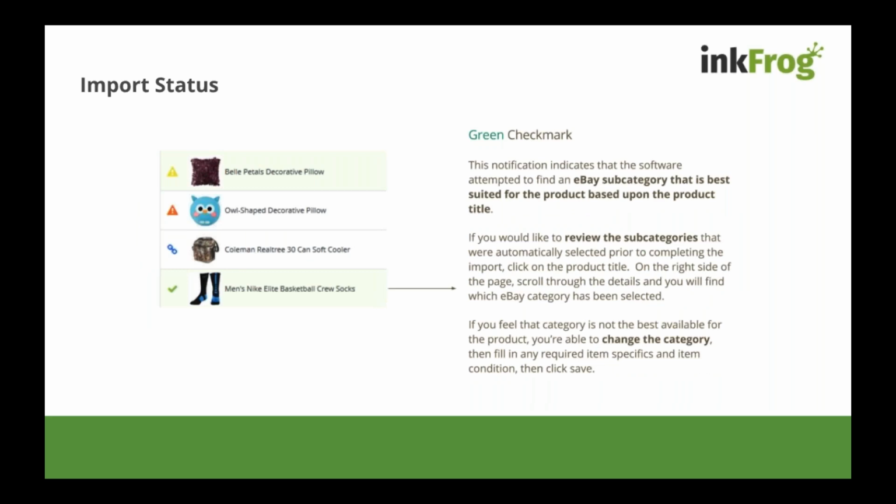The green check mark. This is perfect. This means that the eBay category and subcategories have been selected for the product. And if it's a variation product, that means that the categories and subcategories that were selected do support variations, and you're good to go. Once you click your import and list, the products will automatically import in with the information that was selected that show the green check mark.